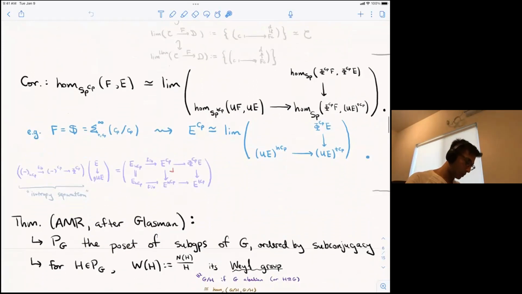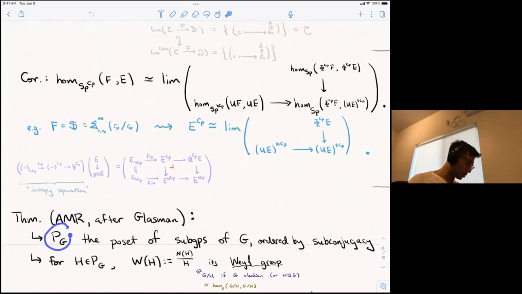So here's the notation. I'll write P_G for the poset of subgroups of G, and these are going to be ordered by subconjugacy. So there's a map from one to another if the first one is subconjugate to the second. And then, given a subgroup, I'll write W(H) for the Weyl group, which means the quotient, the normalizer mod the group. So if the group is abelian, this is just the quotient group. And the reason it's showing up, by the way, is this is the monoid of G-equivariant maps from G mod H to G mod H. It's in fact a group, and it's this group.